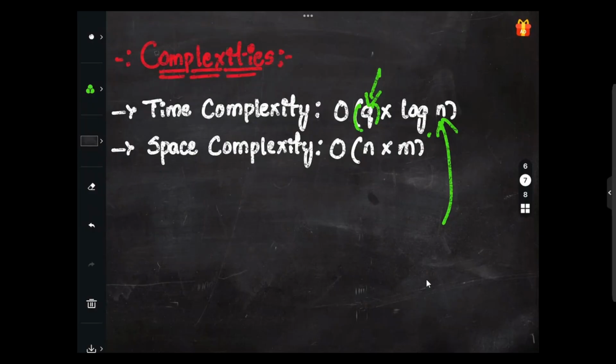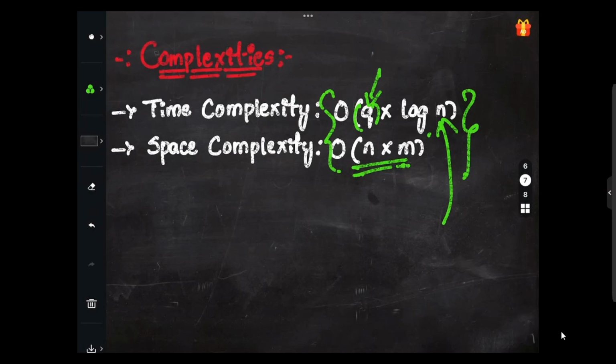The space complexity would be big O of N into M. Why? Because we are storing M BIT trees, each of size N. So overall space complexity would be big O of N into M. So the time complexity and the space complexity for the code that we'll be writing would be big O of Q into log N and big O of N into M respectively. Now we are done with the complexities part. As we are completely familiar with the complexities and the approach, we are good to write the code.